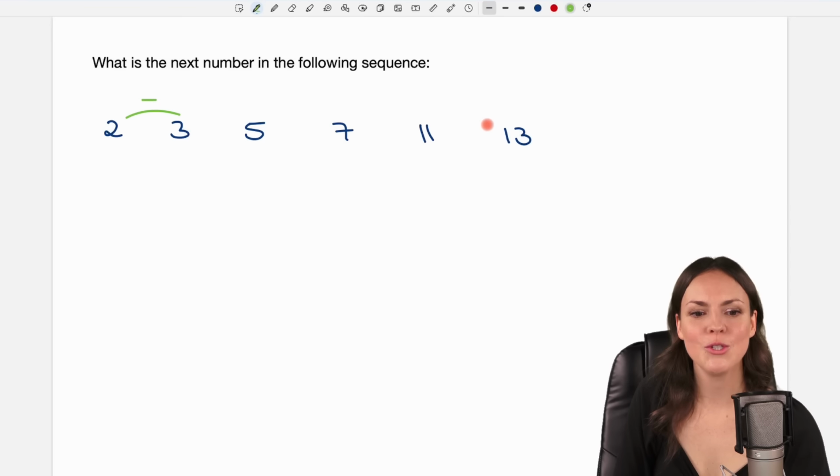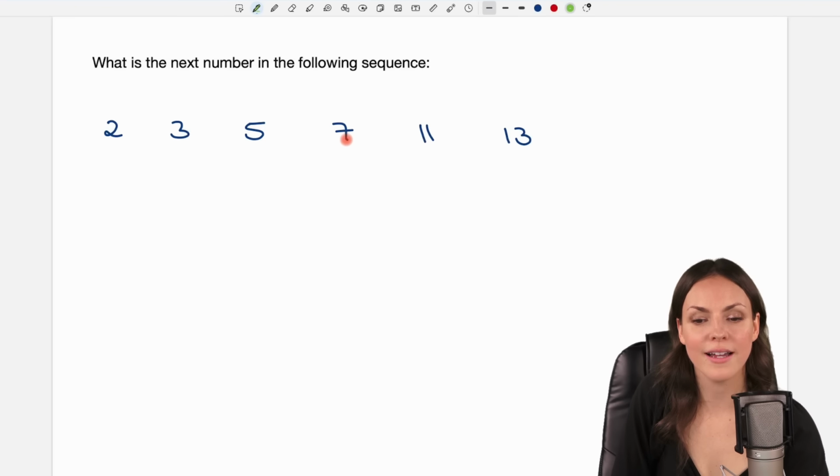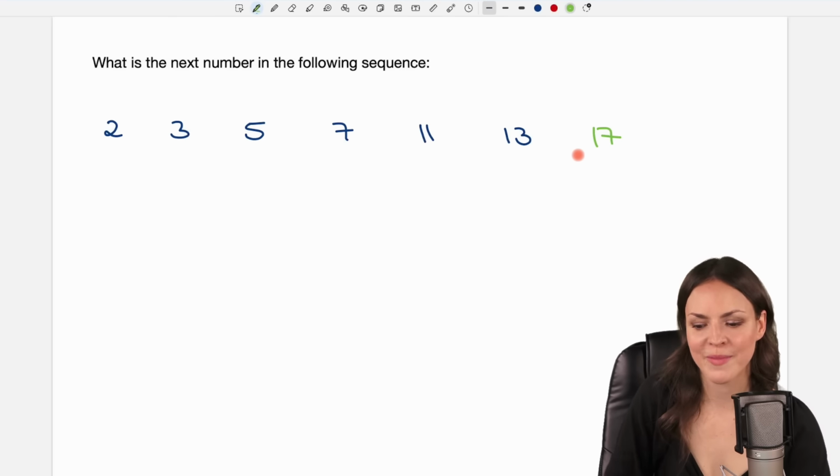But do you know these numbers? 2, 3, 5, 7, 11, 13. These are the first prime numbers. So the next prime number would be the 17. And this would be an explanation with special numbers if the basic operations don't work.